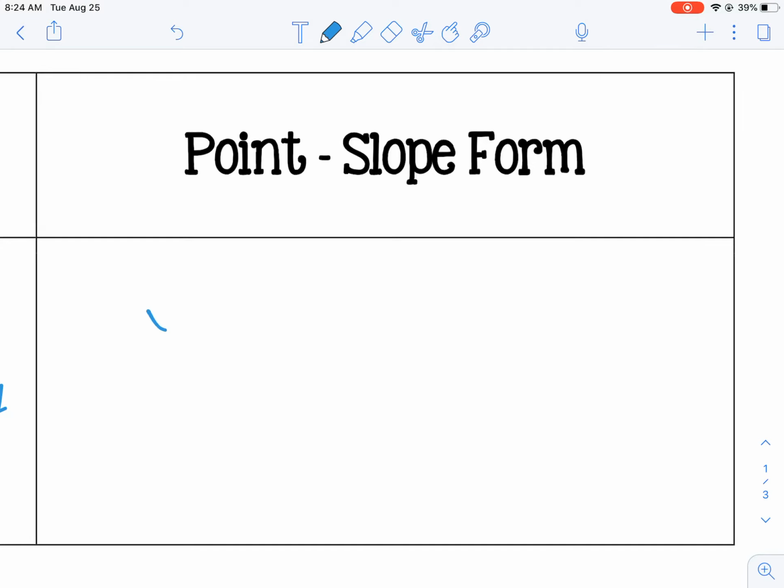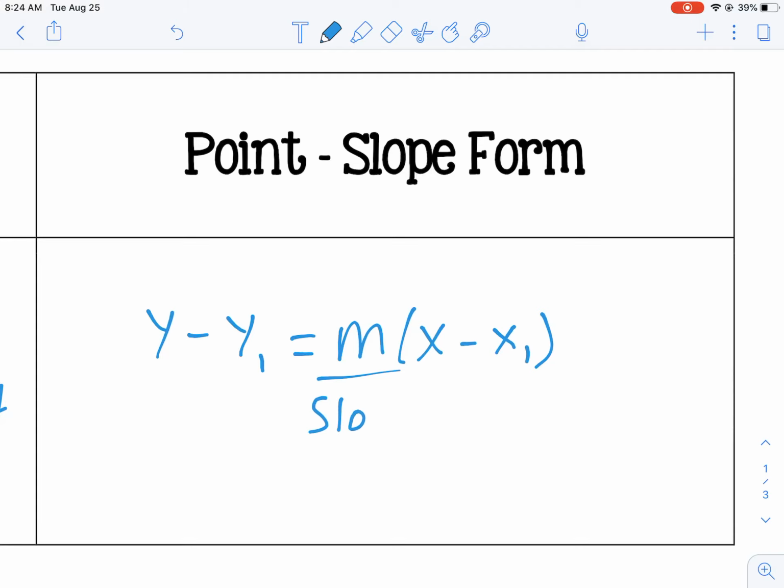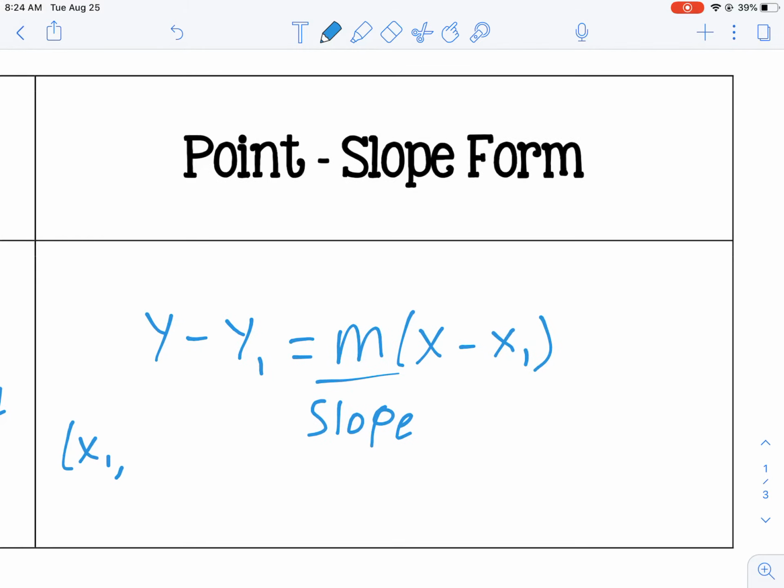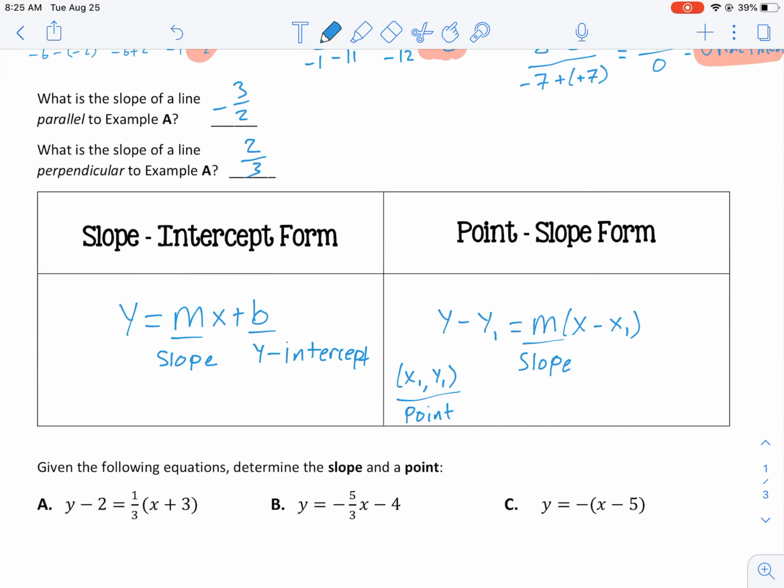Point-slope form is y - y1 = m(x - x1). So again, m is your slope, that doesn't change, but this time, (x1, y1) is a point. That could be any point. So this is actually a little bit more useful than slope-intercept form. Slope-intercept form can only use the y-intercept, whereas point-slope form can use literally any point. So that's how that works.